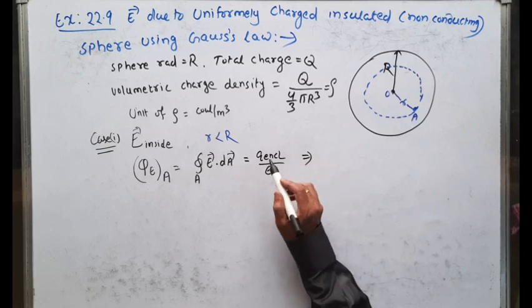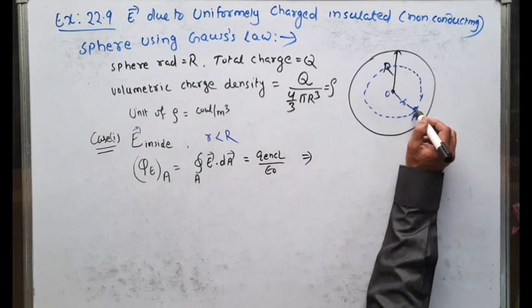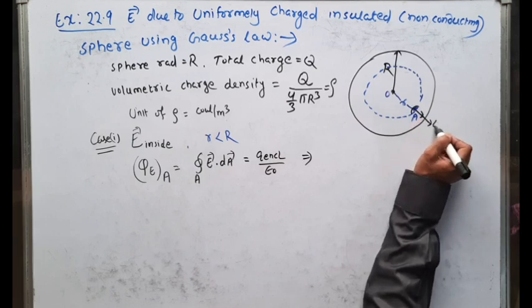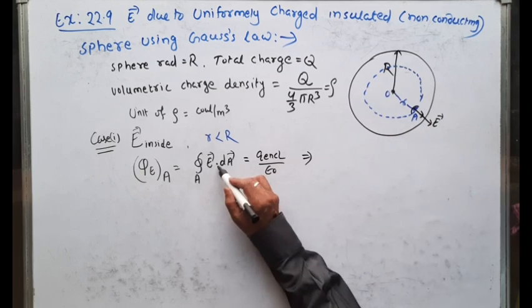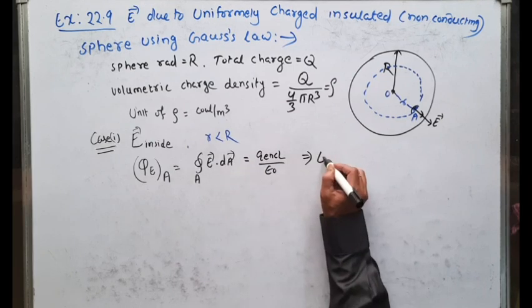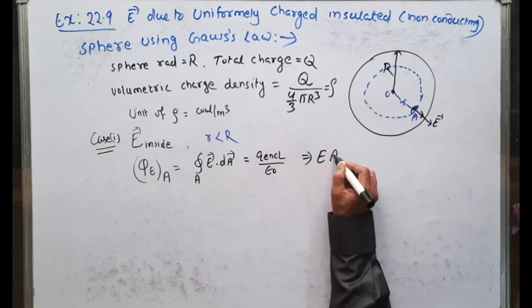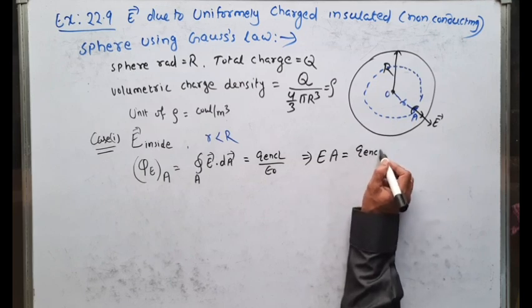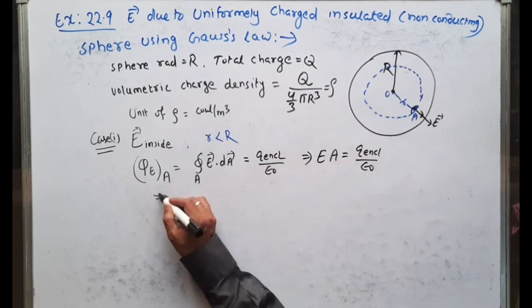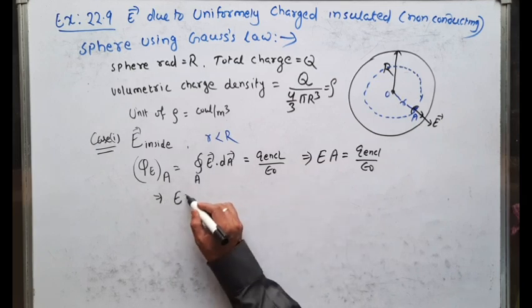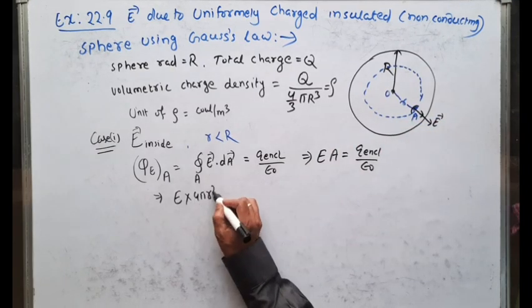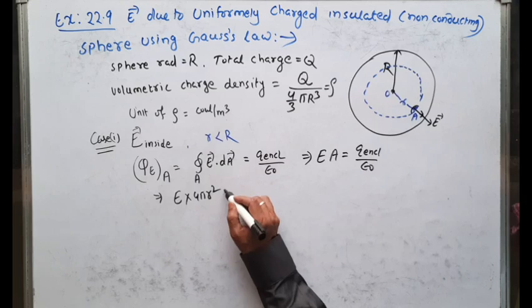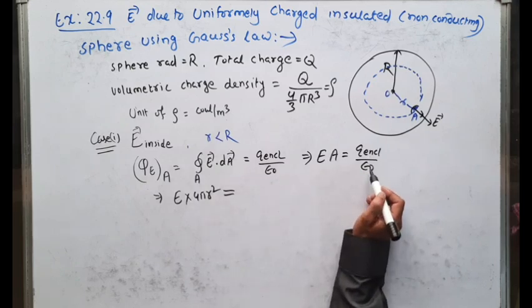I will not explain again. You see, the area vector is outward, and the electric field intensity is also outward. So the angle between the electric field intensity and the area vector is 0 degree. So E dot dA is nothing but E dA. E is constant, and the integration of dA is equal to the area, so it is Q enclosed divided by epsilon naught. That implies electric field intensity E times the surface area of this Gaussian sphere, 4 pi r square, is equal to Q enclosed by epsilon naught.